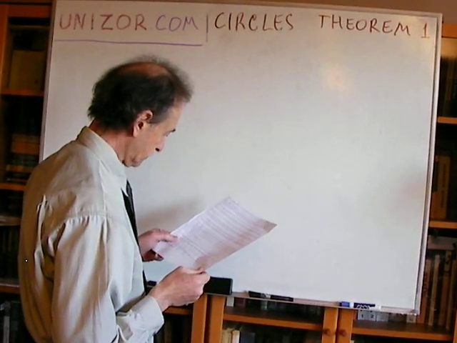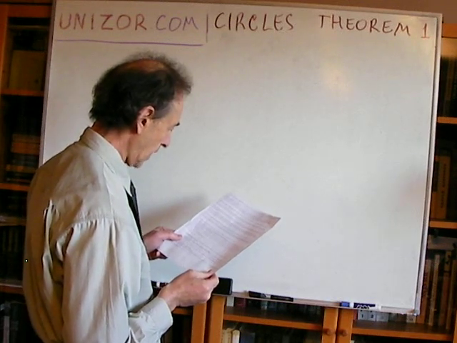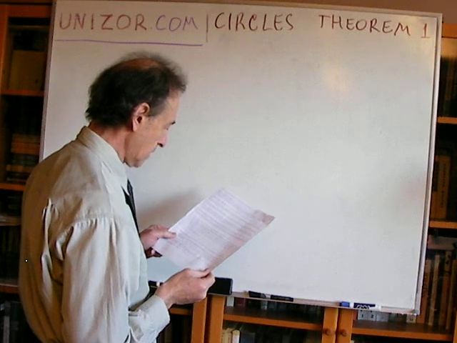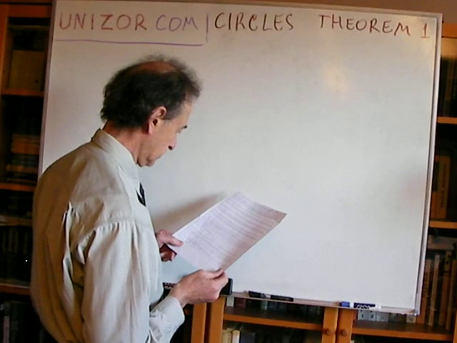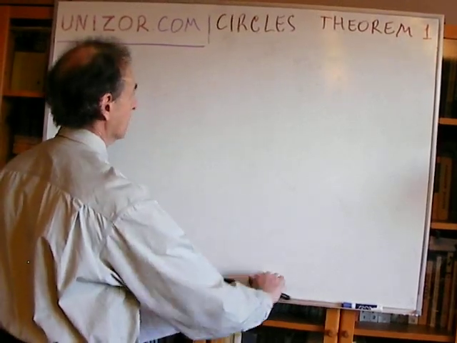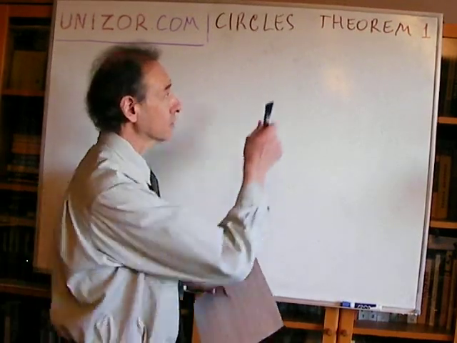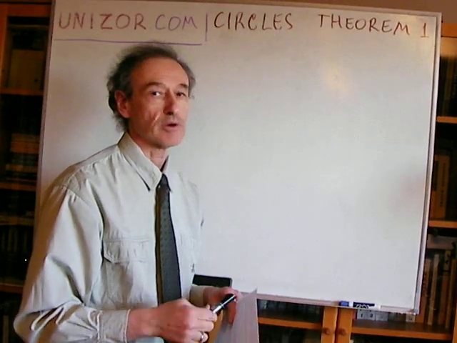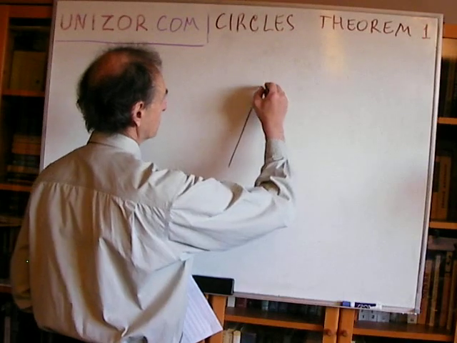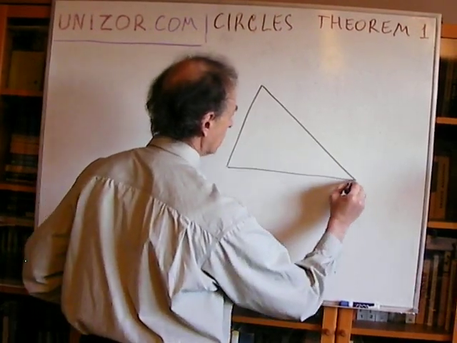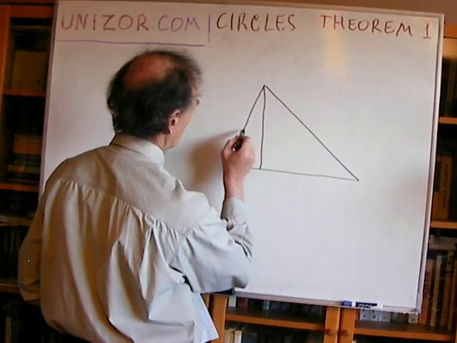Next one. If in any triangle bases of three altitudes are connected to form a new triangle, then these altitudes will be angle bisectors in the new triangle. I see. That's actually a very interesting problem, and probably that's why I called the whole lecture theorems rather than mini-theorems, because this seems to be a little bit more complicated. So you have a triangle, and you have three altitudes.